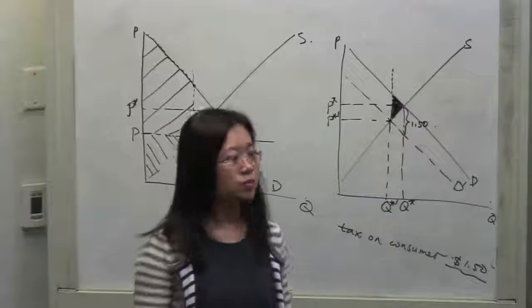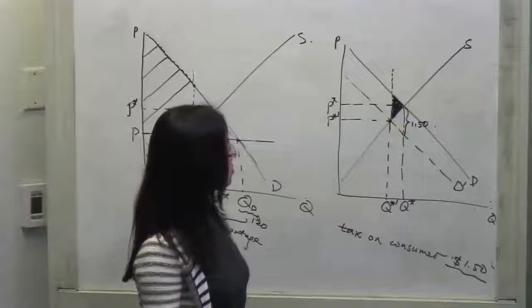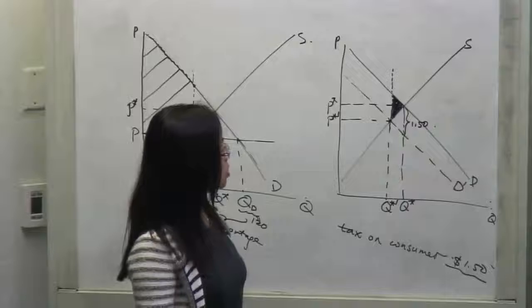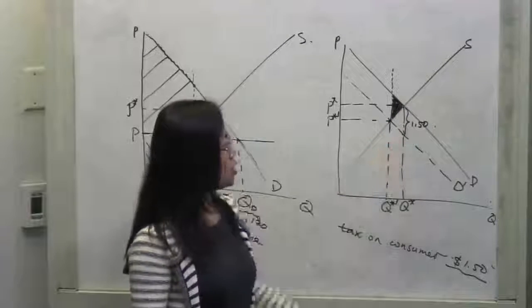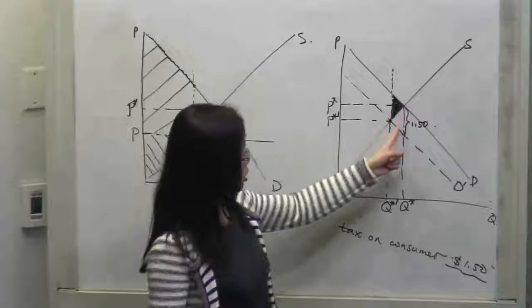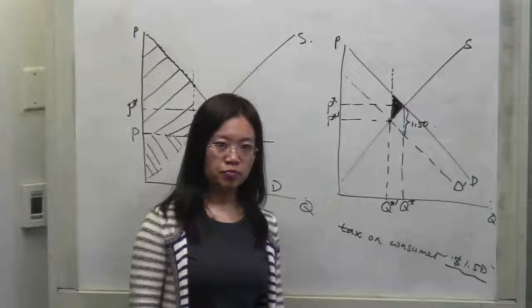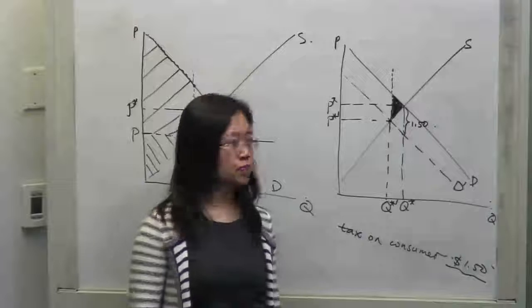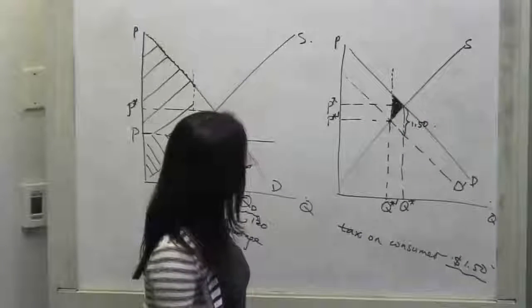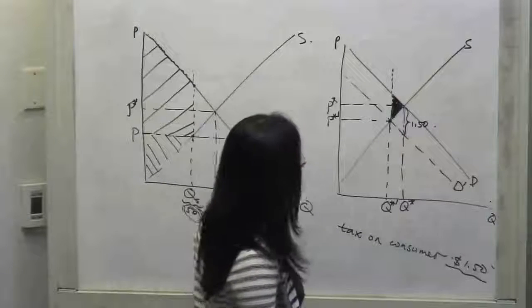Would that triangle below it equal the same thing as the deadweight loss? Actually, yes, there is a triangle here, but this triangle here relates to nothing. Is it the same area? It is the same.